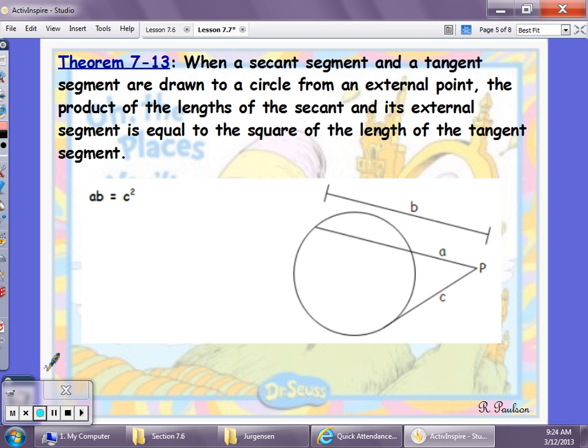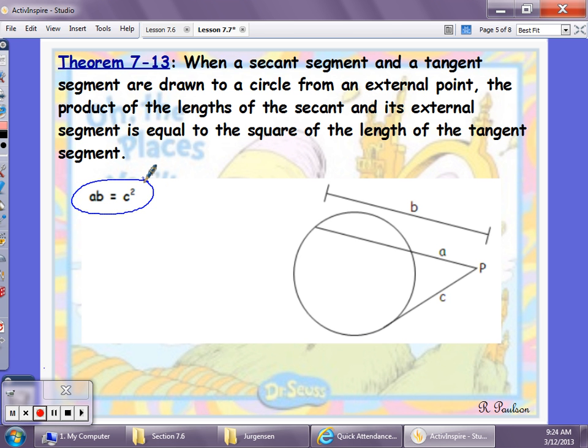The last theorem we're going to look at is Theorem 7-13. When a secant segment and a tangent segment are drawn to a circle from an external point, the product of the lengths of the secant and its external segment is equal to the square of the length of the tangent segment.